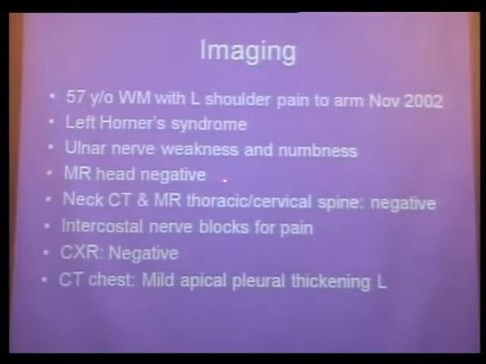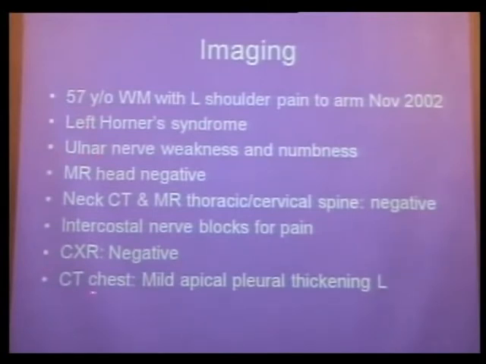They imaged the head, it's negative. They do a neck CT and MR of the thoracic and cervical spine, it's negative. He has 10 intercostal nerve blocks for the persistent arm pain. Chest x-ray negative. They do a CT of the chest and it's read as mild apical pleural thickening on the same side as the Horner syndrome.